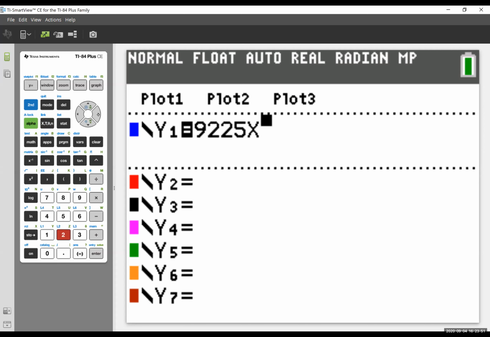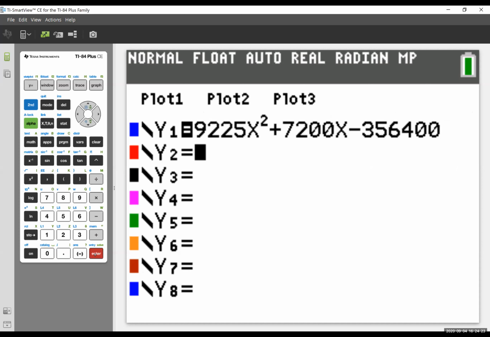9,225x squared plus 7,200x. Just keeping care that I don't punch in too many zeros, and minus, and this should be 356,400. I press enter.